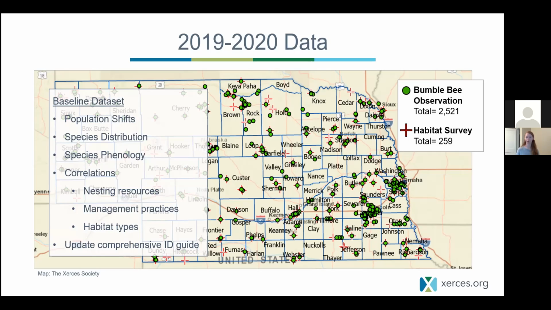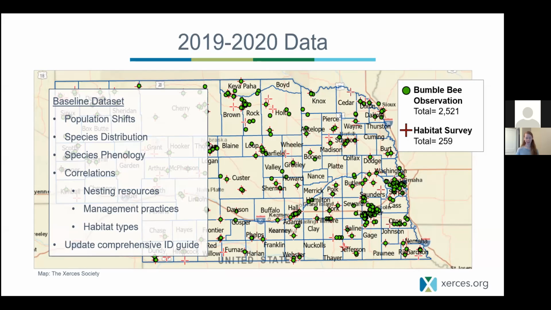We can look at phenology. So when are some of these species more active? What times of the year are they peaking? We can look at any correlations with particular ecoregions or species as far as nesting resources go, management practices, habitat types. And then we also plan to update a bumblebee guide for Nebraska that Doug had put out some years ago.